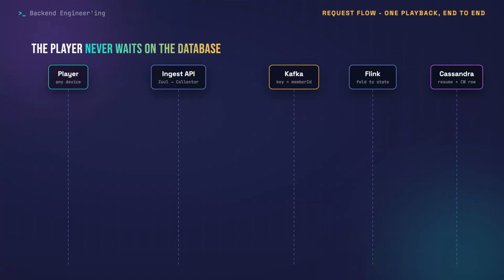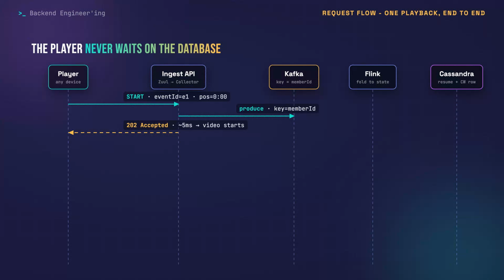Let's watch a single playback move through that pipeline, step by step, because the ordering is the whole story here. You press play, the client sends a start with a fresh event ID. The ingest service produces it to Kafka, keyed by your member ID, and instantly hands back a 202. It's milliseconds here. The video just starts.